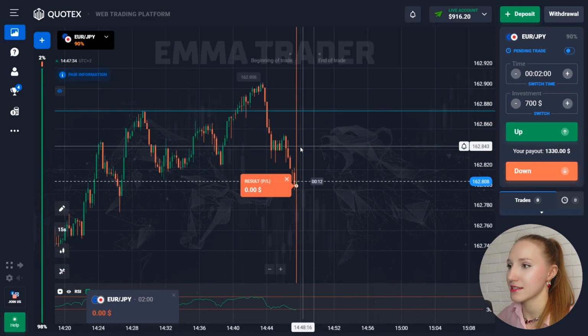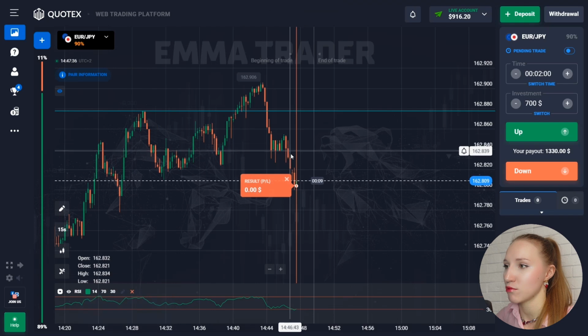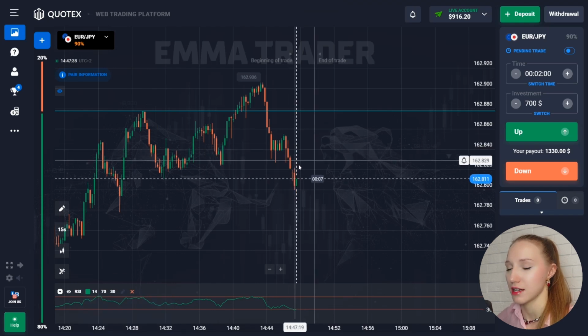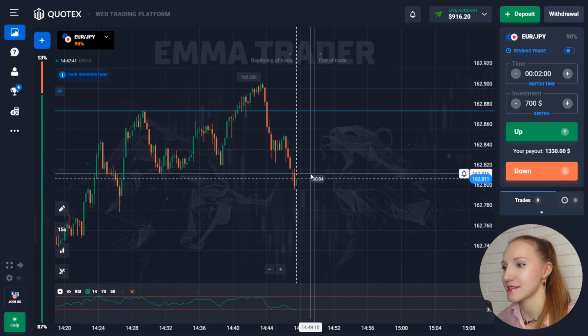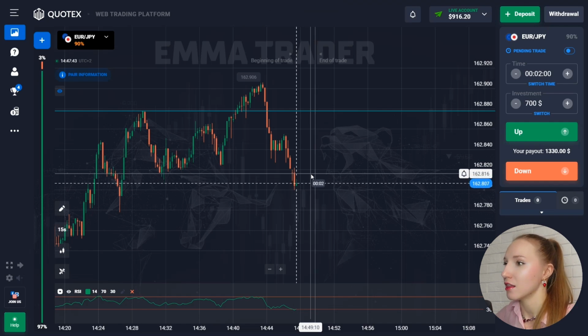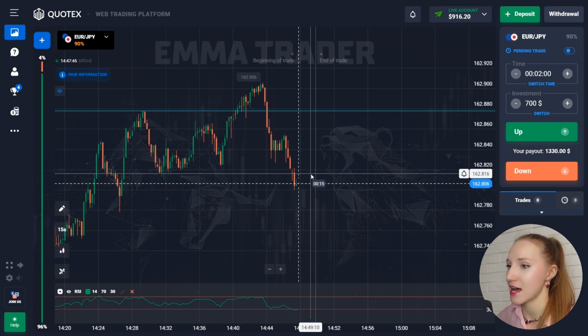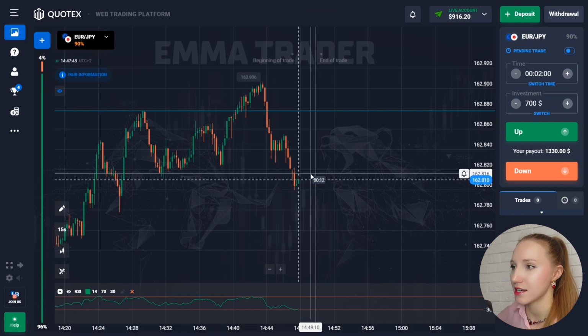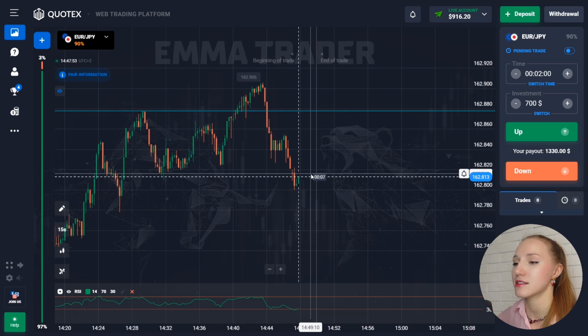Well, guys, as you can see here, unfortunately, the price continued moving down. We got a drawdown here. So sometimes it happens and we have these losing moments, and sometimes the indicator doesn't give you the perfect signal, but I have the deposit and we will work with it and earn back.